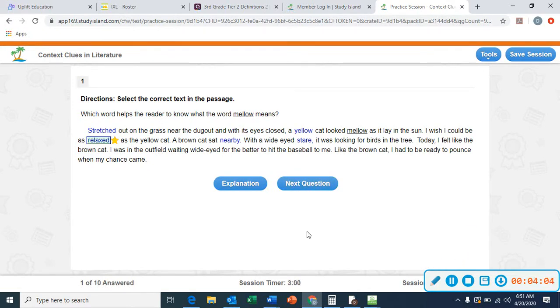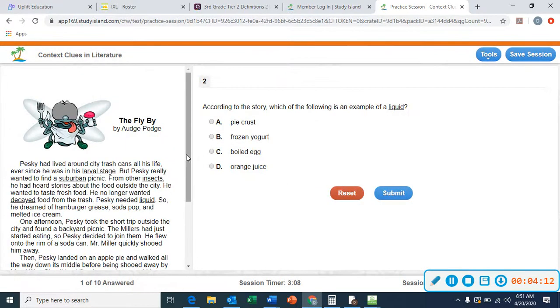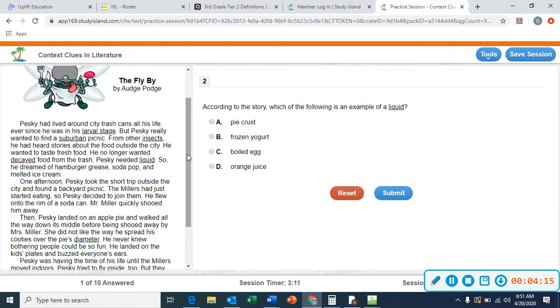The Flyby. We have to find an example of a liquid, but according to this story. Some stories change. We always have to pay attention to the words in the story, guys, not from what we know. But we all know what a liquid is. We all know the characteristics of a liquid, right? All right, let's read The Flyby and find which answer is an example of a liquid.